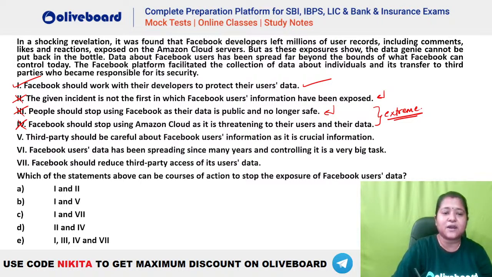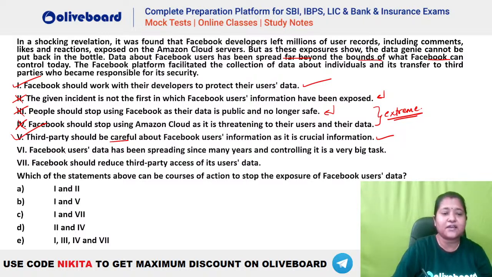Fifth, what is it saying? Third party should be careful about Facebook's users information as it is crucial information. Absolutely, this is right here. You can see this is also talking about certain steps that third party should take, because the data is going to third parties that already left, right? You can see here that Facebook users' data have spread far beyond the bounds of what Facebook can control today. So it has already reached the third party and it's their responsibility now. So third party should be careful about it. That is again a right course of action. That means this is also there. So 1 and 5 is there.